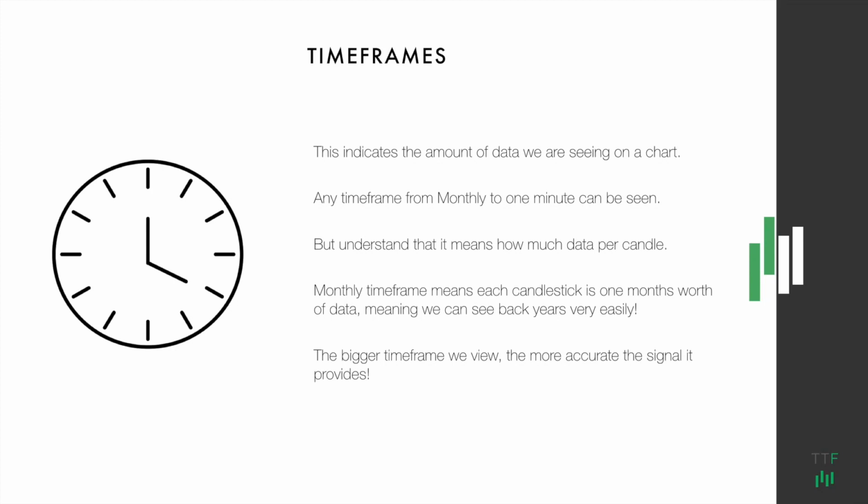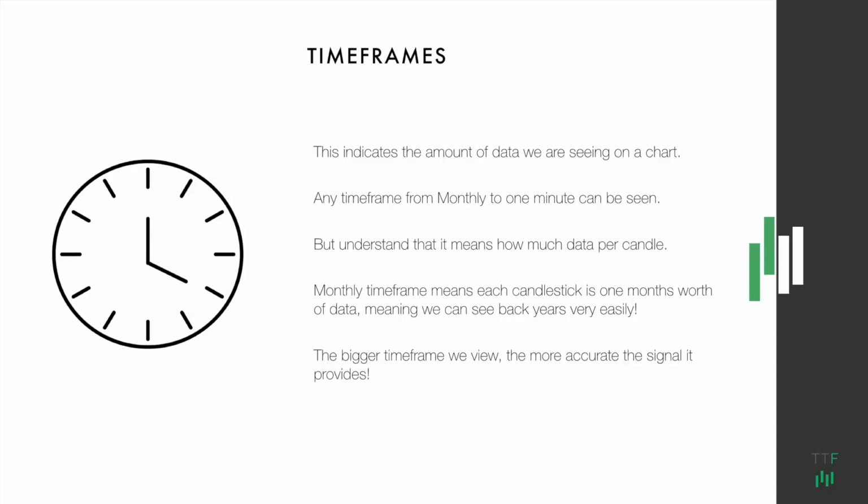So if I've got a monthly time frame, it means that each candlestick that we see is 1 month worth of data. So 1 month's worth of buys and sells in that time frame, in that candle. So if we have a whole page and we can see all these candles, we're going to see years. Obviously the bigger time frame that we view, the more accurate the signal and the information that we're seeing will be, simply because there's more data. We have a larger sample size, therefore we have more information, and more information means a higher probability that what you believe is going to occur will occur.